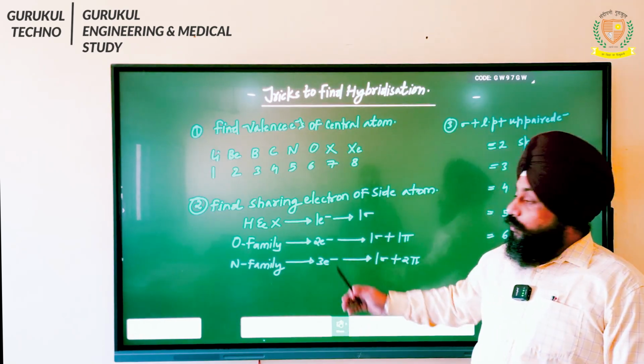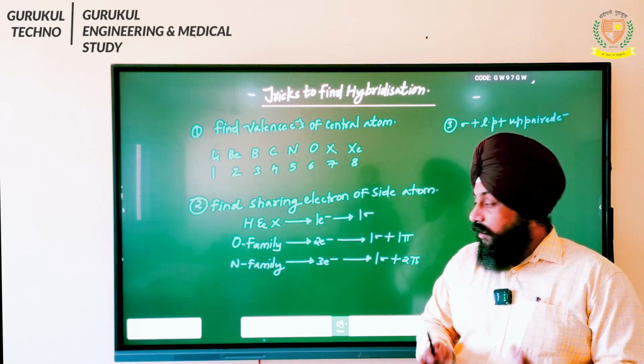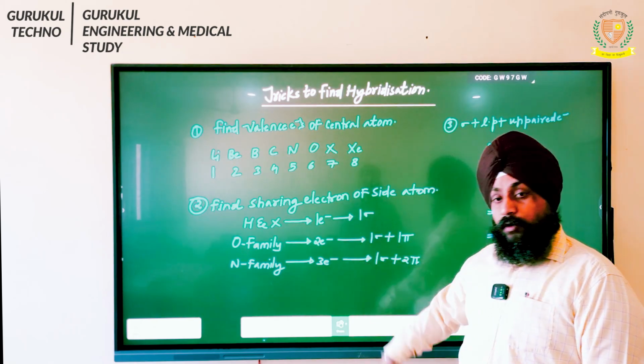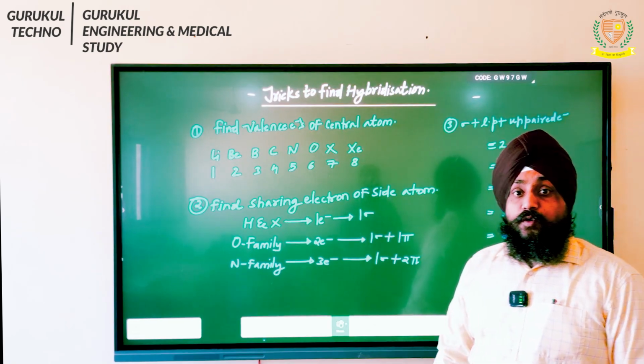Okay, when the side atom belongs to nitrogen family, you say the sharing electron will be 3 and there will be 1 sigma and 2 pi bond.